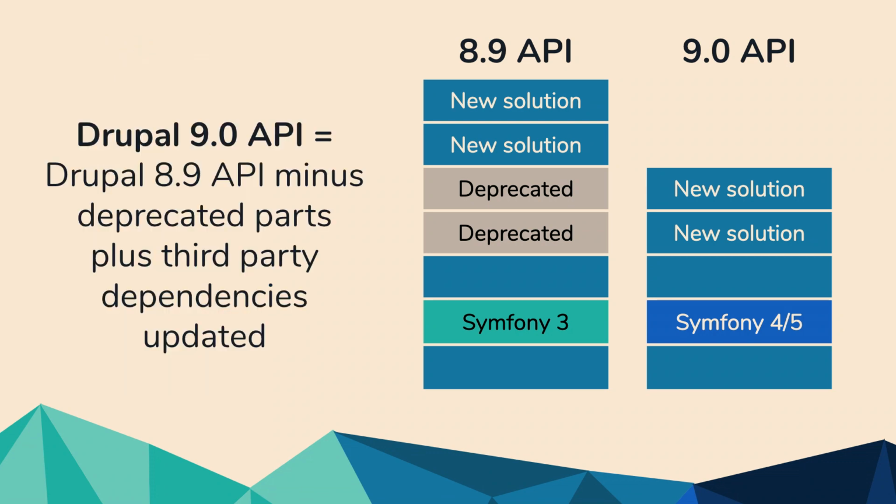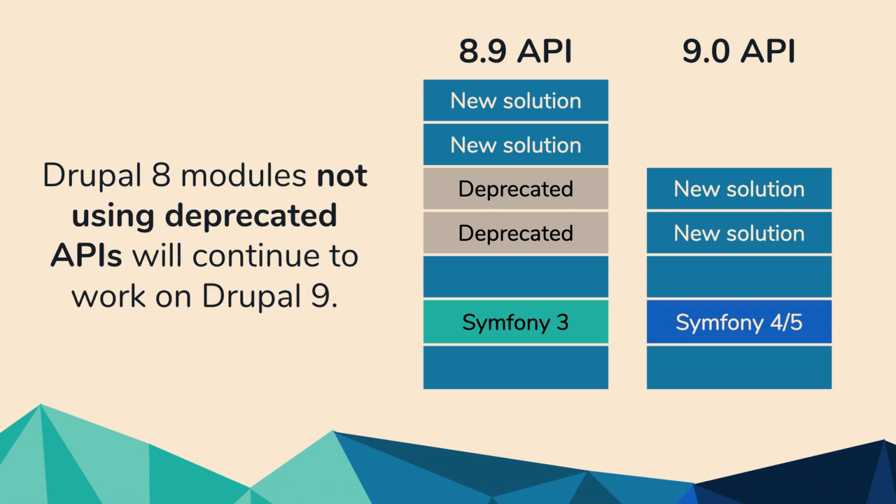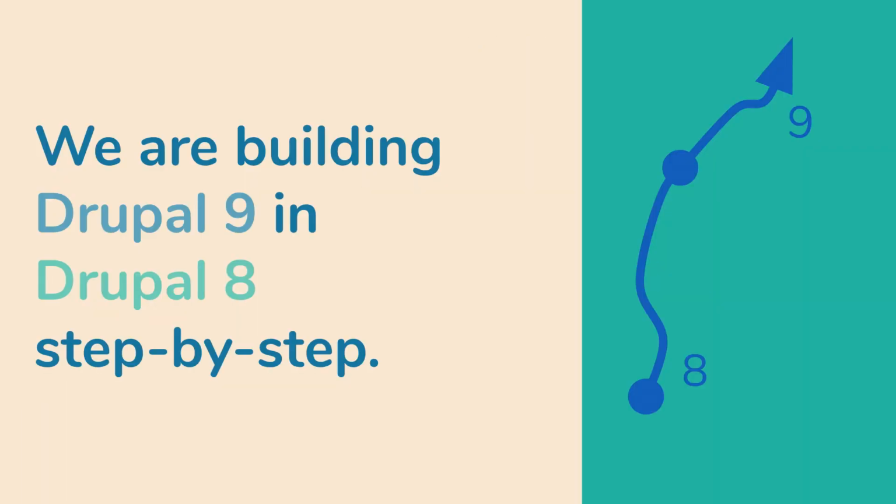In other words, Drupal 9 is basically the same as Drupal 8, except we remove the deprecated parts and update third-party dependencies. This means that modules keeping up with removing uses of deprecated APIs themselves will be Drupal 9 compatible. Updating code to Drupal 9 is much easier than in previous major updates. Future changes are introduced gradually without them being actual breaking changes at the time.